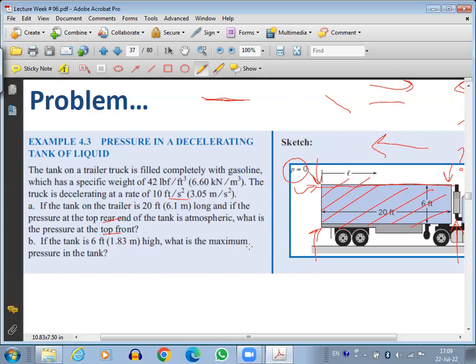I can also add a part into it that suppose when the truck is stationary, okay, then what is the maximum pressure? Will it be at the front end or at the rear end? What will be the answer then? Front end or rear end पे same होगा pressure, if the tank is not in motion.